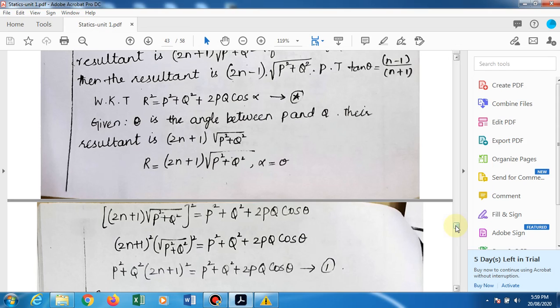So what you will get: 2n plus 1 square root of p square plus q square, the whole square is equal to p square plus q square plus 2pq cos alpha, alpha is equal to theta, no. So cos theta. Then you square: 2n plus 1 the whole square into square root of p square plus q square, square. Square and root will get cancelled and you will get p square plus q square into 2n plus 1 the whole square. Therefore p square plus q square into 2n plus 1 the whole square is equal to p square plus q square plus 2pq cos theta. You refer to that problem girls, very easy.